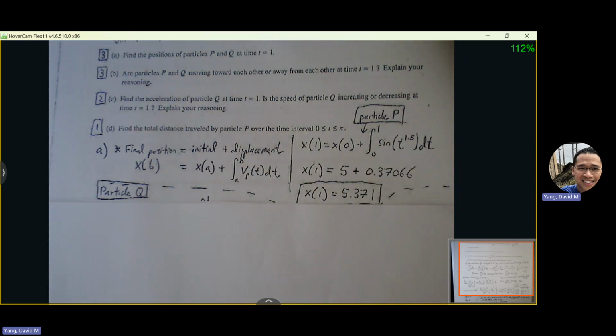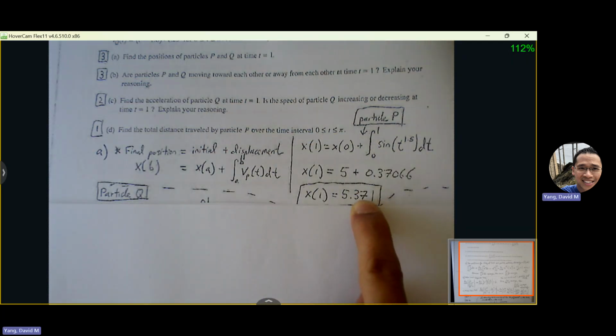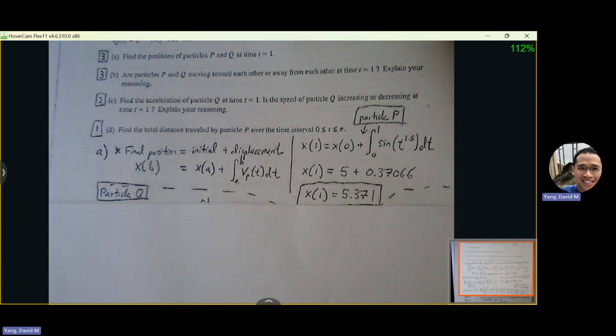And then displacement is just how much progress this particle has made in that time period. So the integral from 0 to 1 of our velocity function, this goes into your calculator. And we get that the particle ends up at 5.371 at t equals 1.